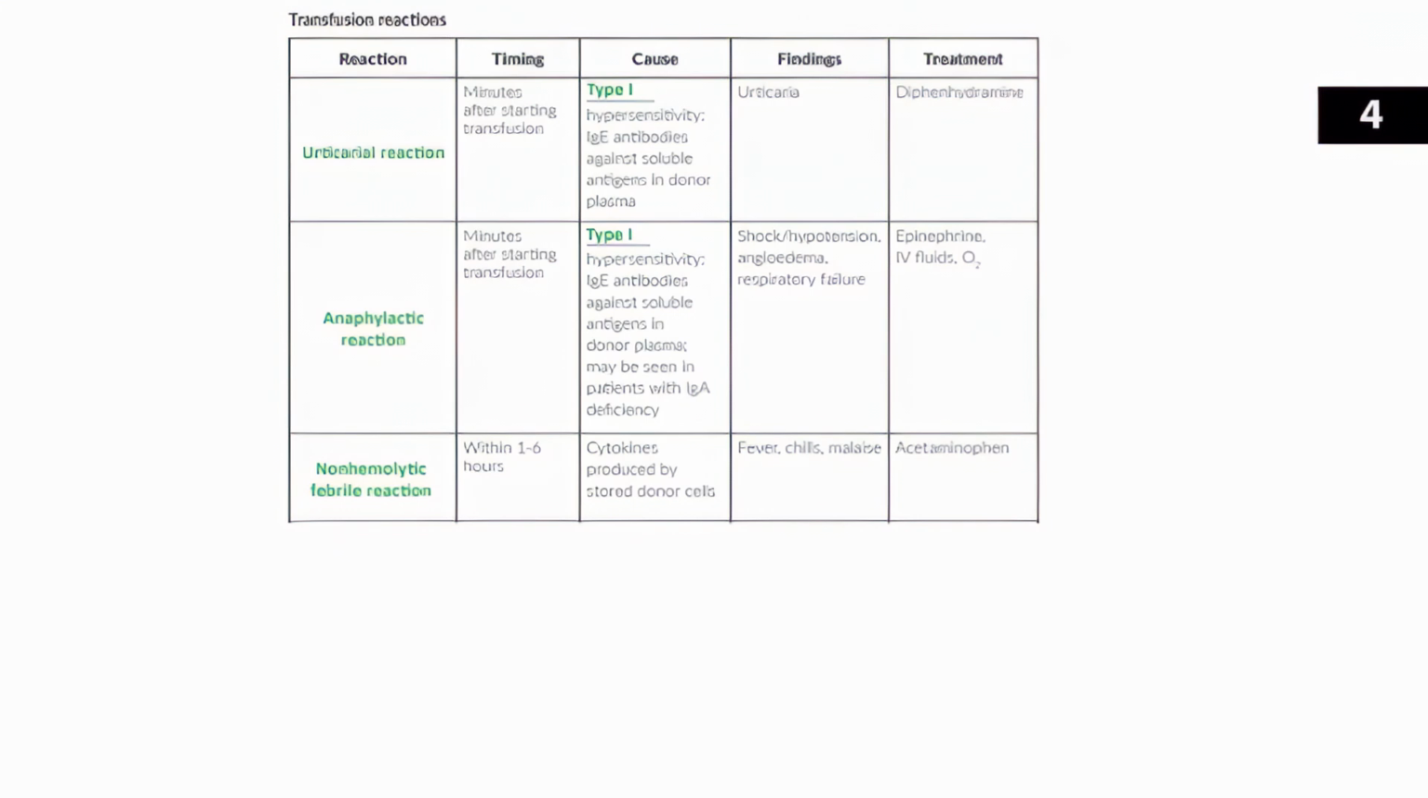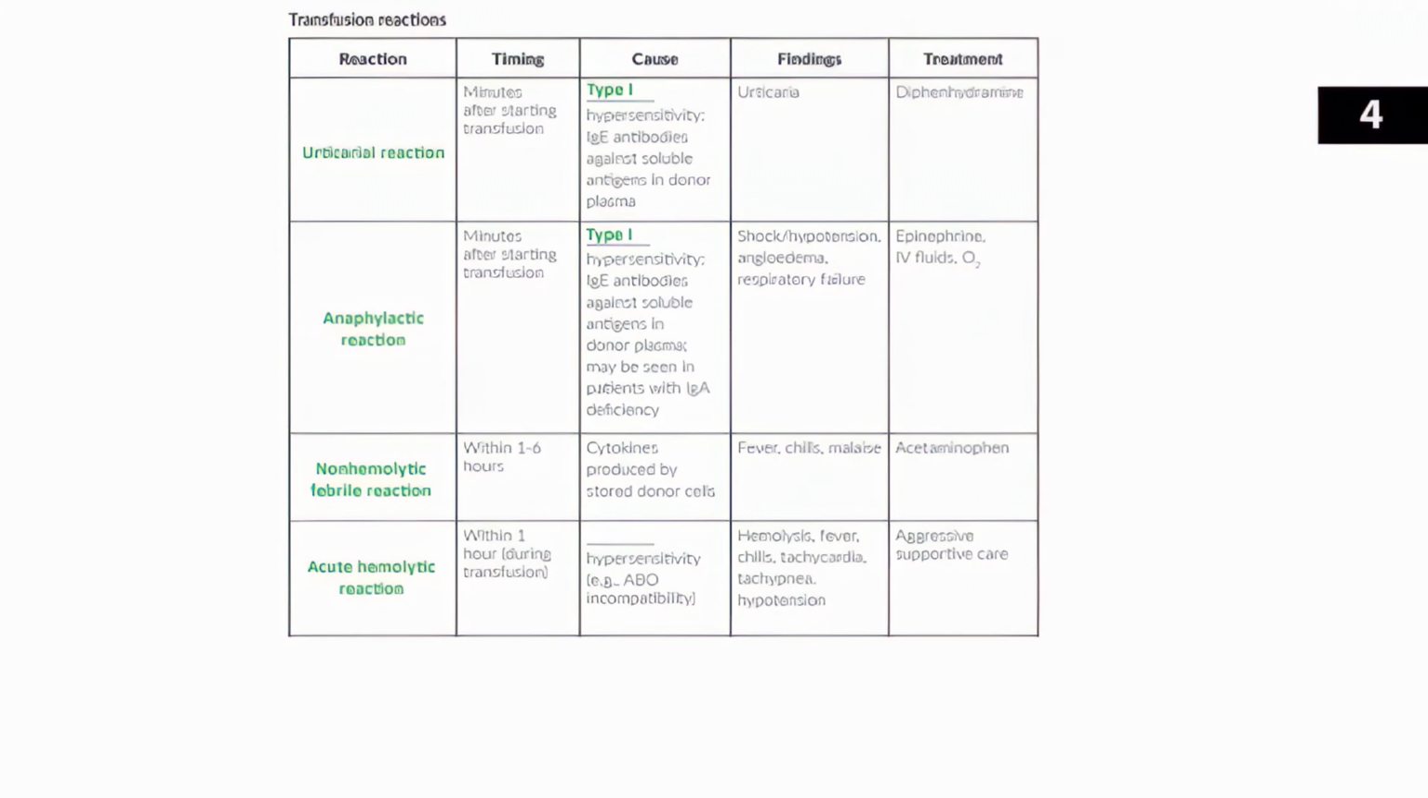A much less common reaction is the acute hemolytic transfusion reaction, which is usually due to ABO incompatibility. This one is a type 2 hypersensitivity, where circulating antibodies bind to the cellular antigens on the donor cells. And the main reason for ABO incompatibility is clerical error. The patient was O negative and you gave A positive blood because of a clerical mistake somewhere along the way.